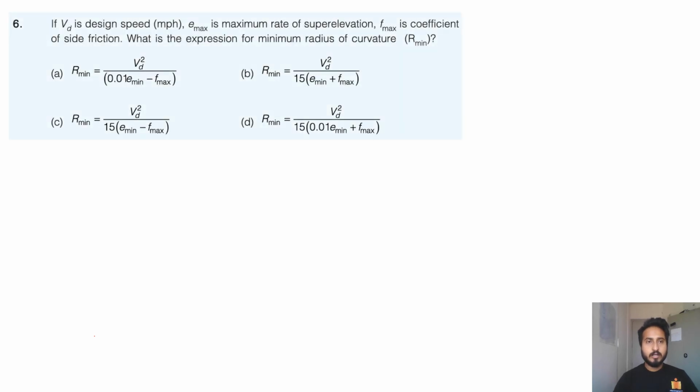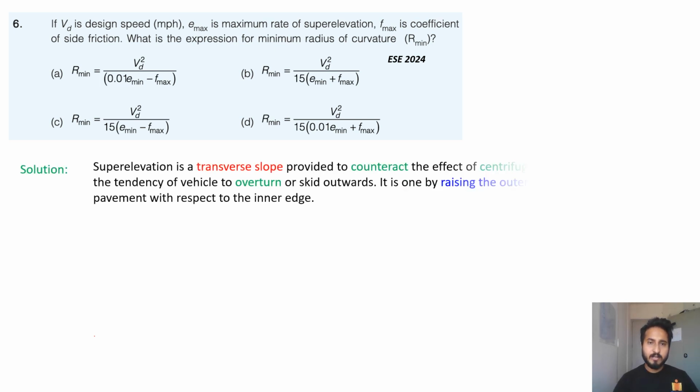Okay, so this is question number 6 of ESE 2024 Civil Engineering, where VD is the design speed in miles per hour, emax is the maximum rate of superelevation, fmax is the coefficient of friction, and we have to find out the minimum radius of curvature, R minimum. Let's see what superelevation is.